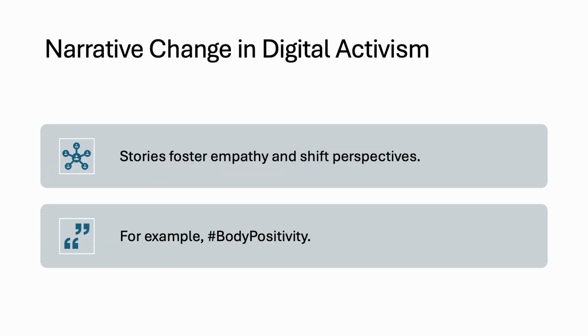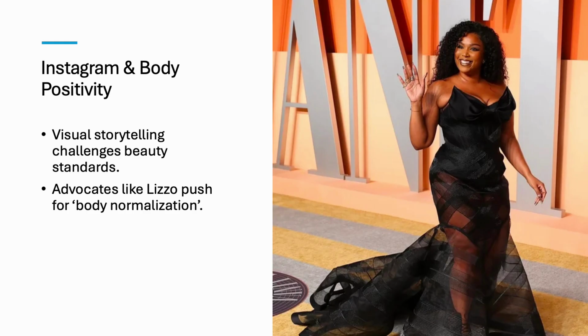Now, storytelling plays a major role in digital activism. Stories are powerful tools. They humanize stigmatized groups, normalize diversity, and help fight misinformation with lived truth. When people see themselves reflected, they begin to care. Now, as an example, movements like body positivity thrive on visual platforms. Activists post real bodies with real stories to normalize and celebrate diversity, therefore challenging stigma at its core.